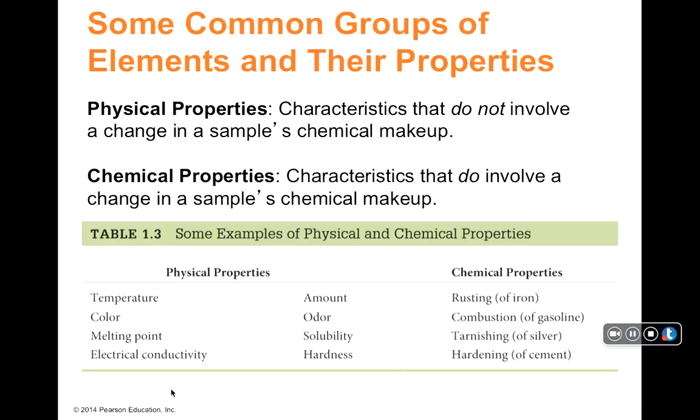Another way that we describe matter are by physical and chemical properties. Physical properties are those that do not involve a change in the chemical makeup of the sample. So these could be things like temperature, solubility, hardness, melting point. These are not things that measure any type of chemical change. Chemical properties are characteristics that do involve a change, so they are properties describing a chemical change in a substance. So rusting, tarnishing, hardening of cement is given there as an example. So these are chemical reactions that are occurring, and so the properties describing them are considered chemical properties.